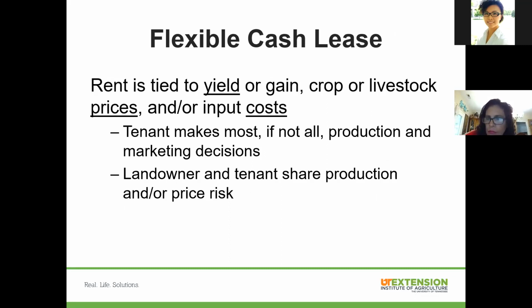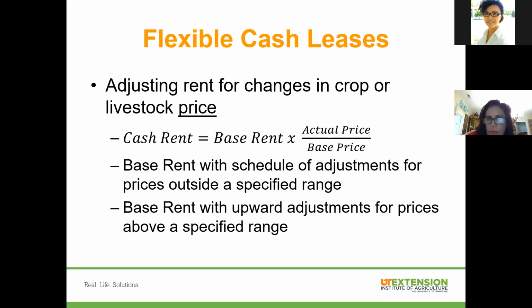So we talked last time that in a flexible cash lease, the rent is tied to yield or gain, crop or livestock prices, or input cost. What that means is that you can base your rent on flexible prices and it just fluctuates when livestock prices or crop prices fluctuate. The calculation is you have a base rent and then a base price. And when the price moves above that threshold or moves under that threshold, the cash rent will be adjusted based on that price change. So like I said, the base rent with a schedule of adjustments for prices outside a specific range, upward or downward.